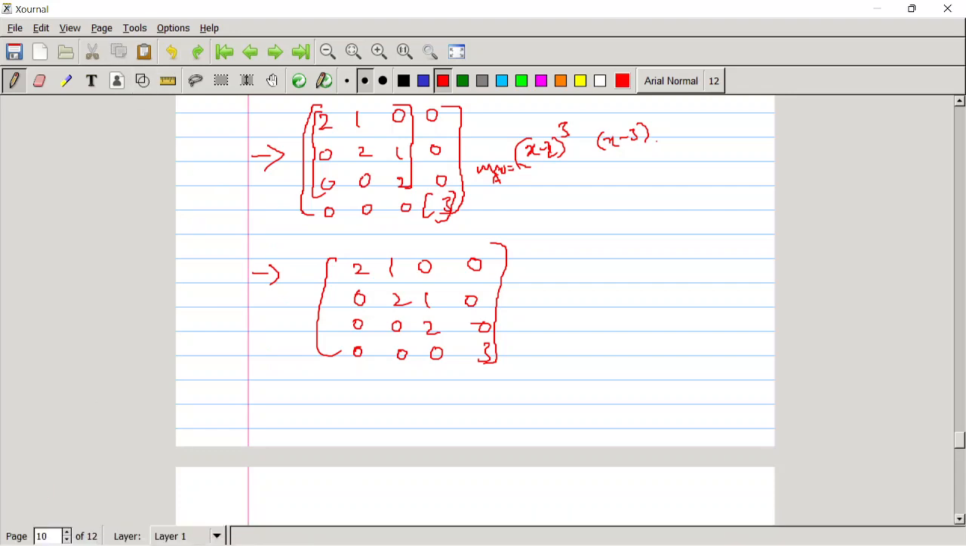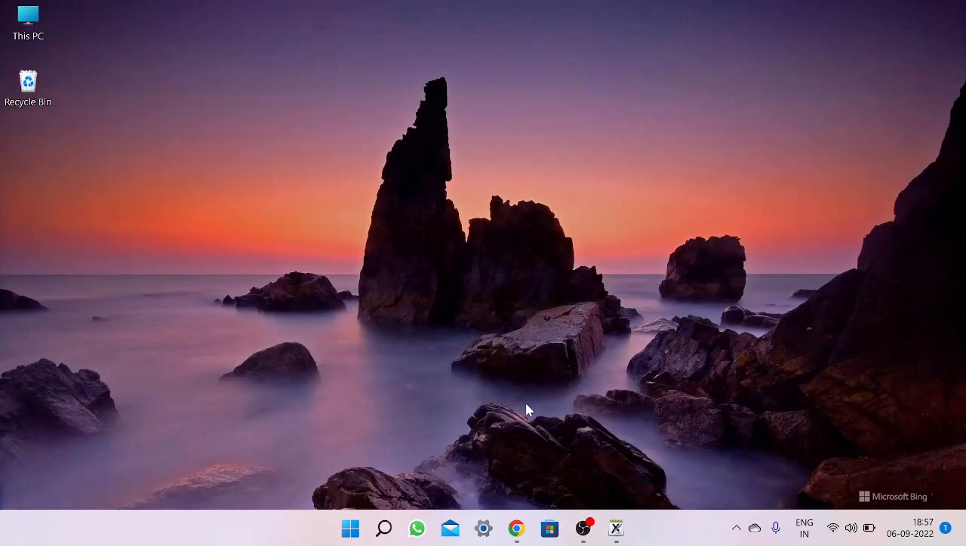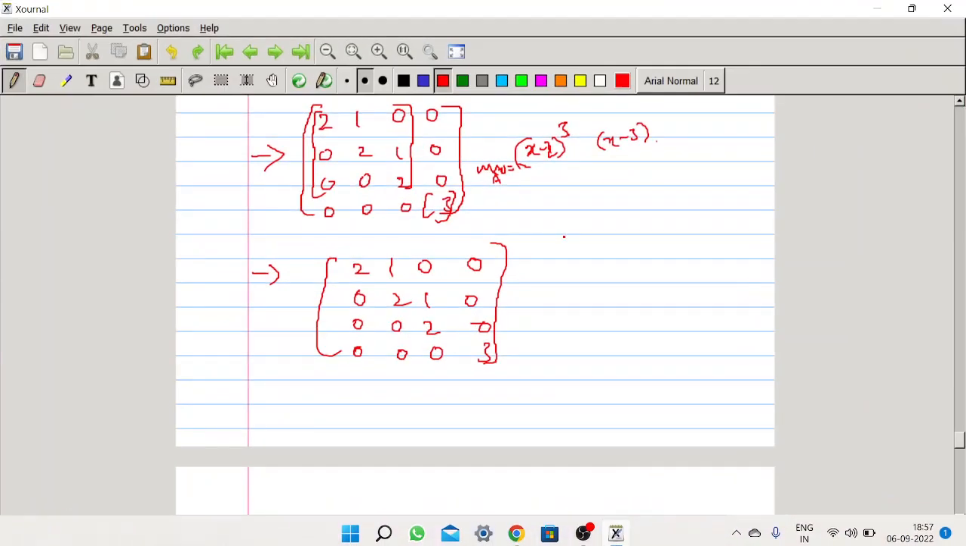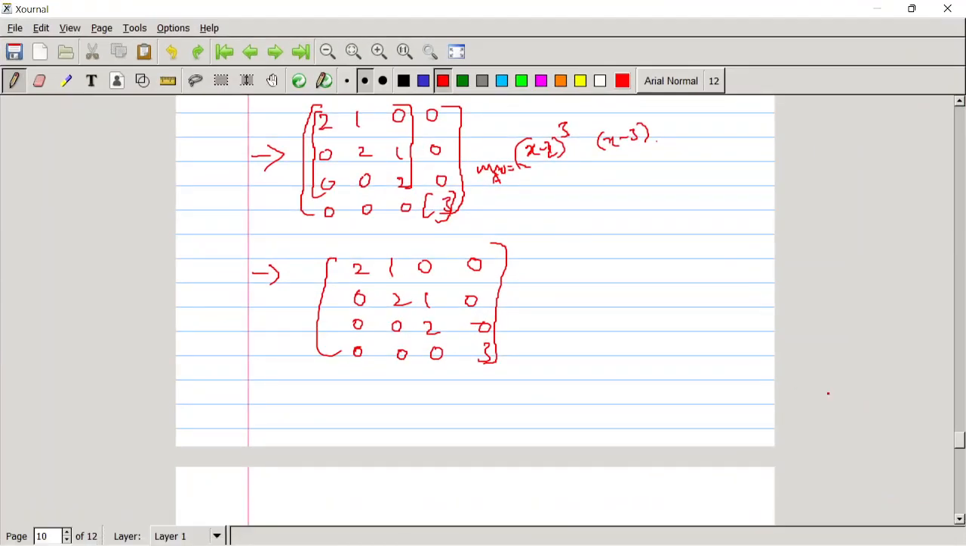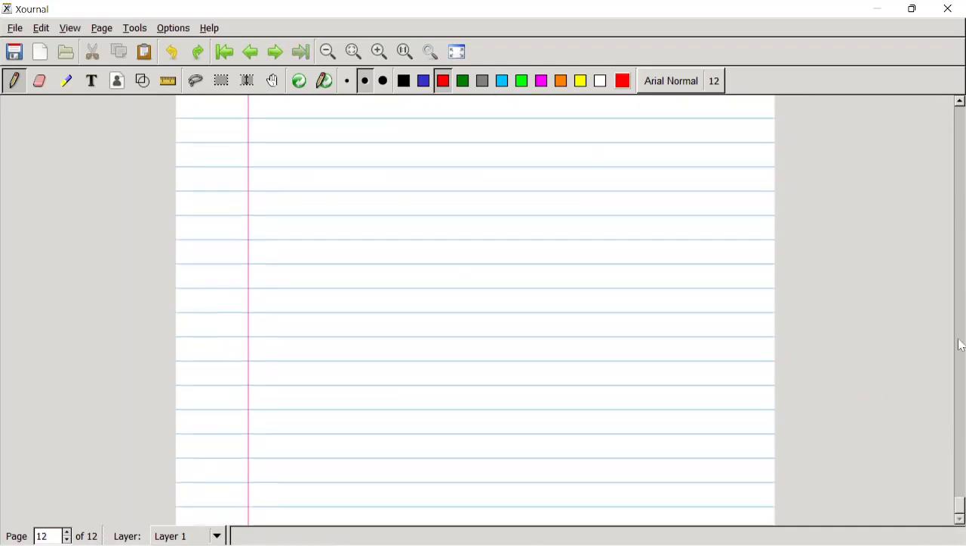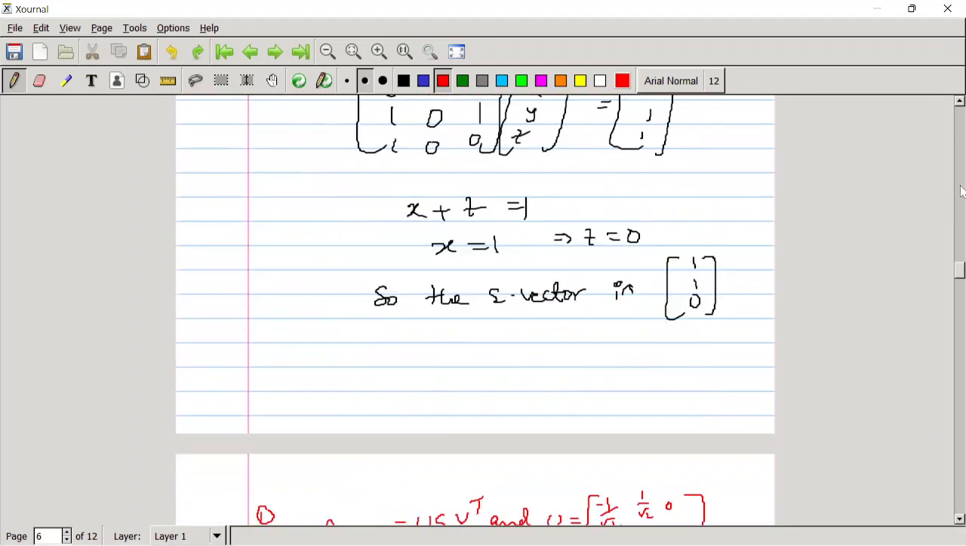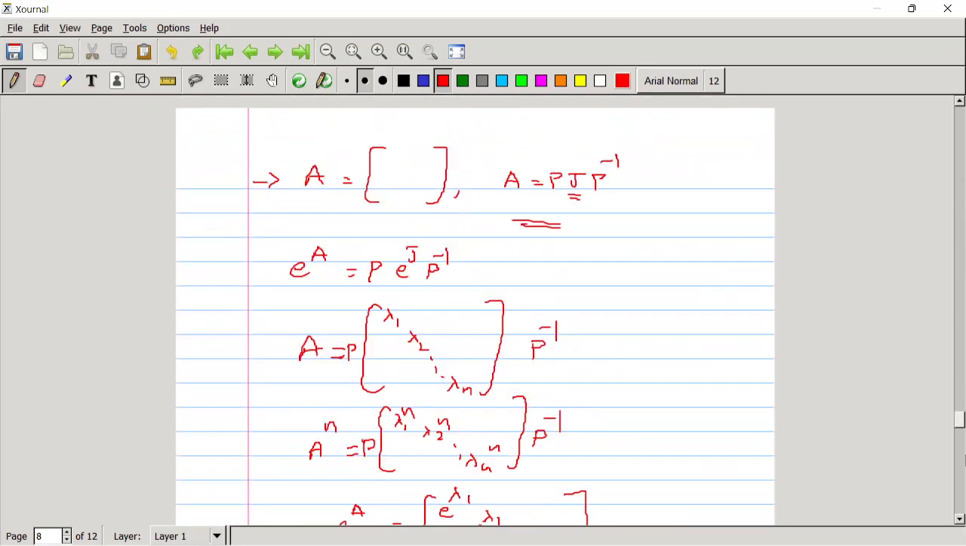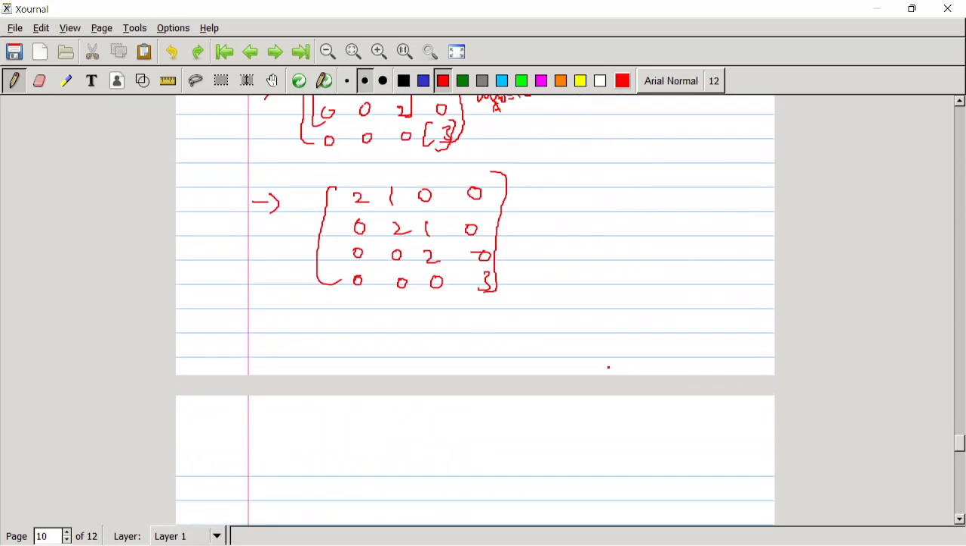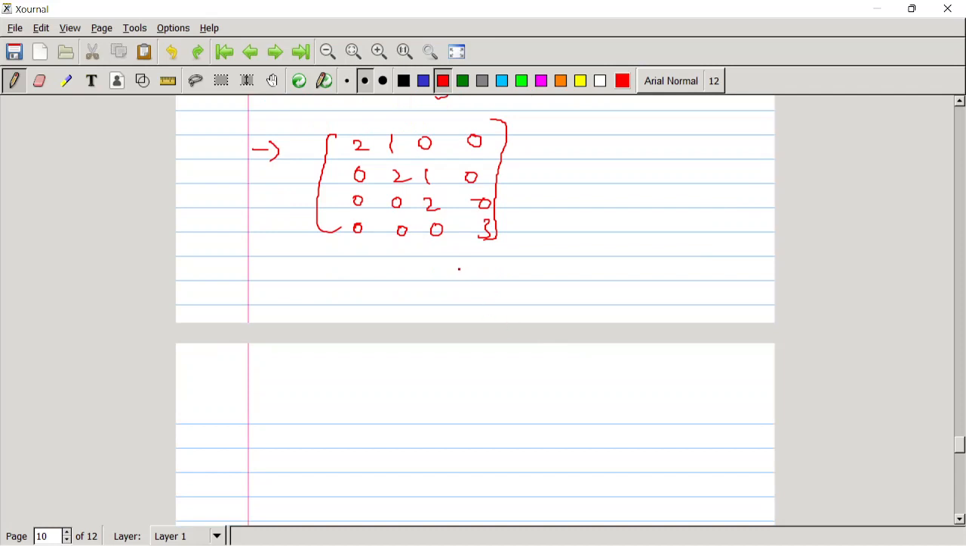Time is almost over, so I'll just show you the question. You can ask me what you need to solve. Sir, for this matrix, explain e power A. Yes, sir, for this matrix, 2 1 0 0.